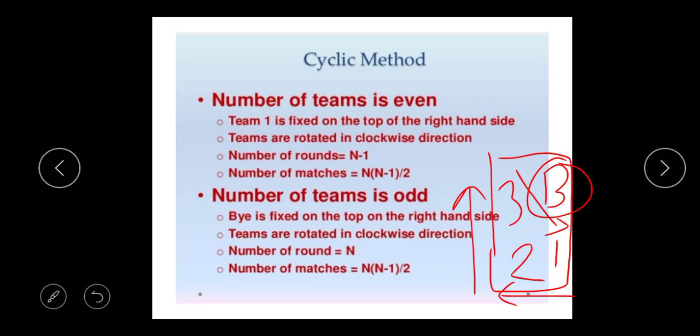The one rotation is clockwise rotation, one place. Clear? The number of rounds is n. When the number of teams is odd, the number of rounds is n, meaning n represents the total number of rounds. Suppose the number of teams is 3, an odd number, then the rounds are also 3, because n represents the total number of rounds.